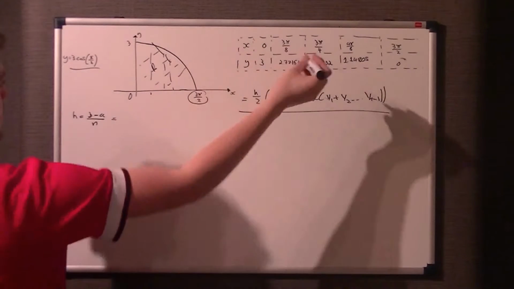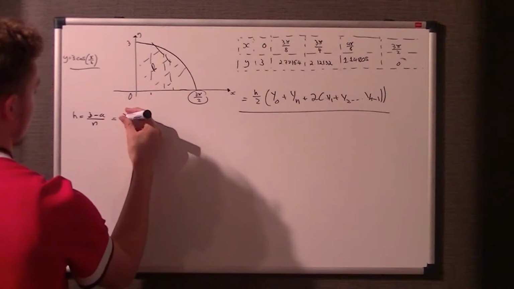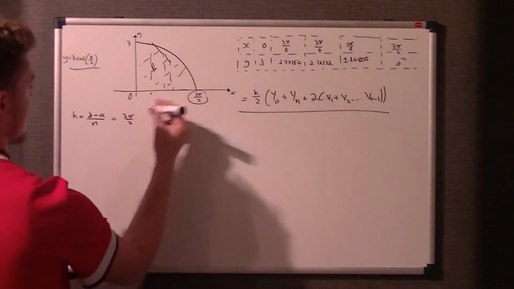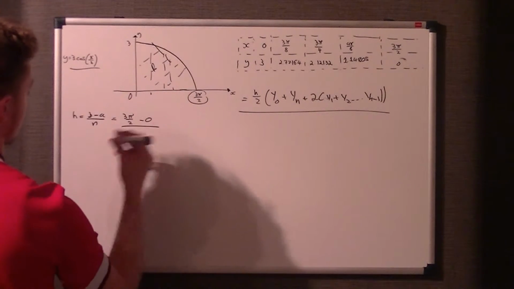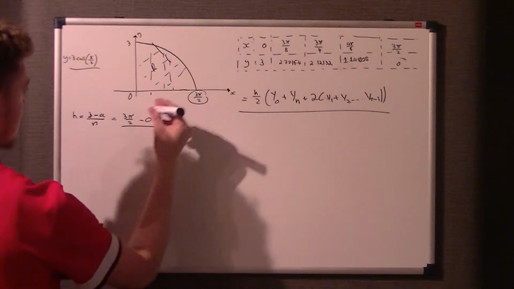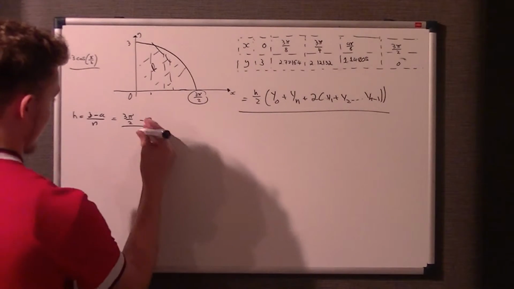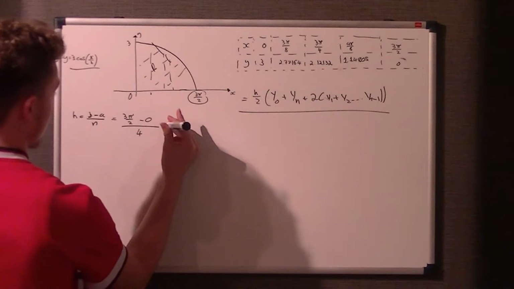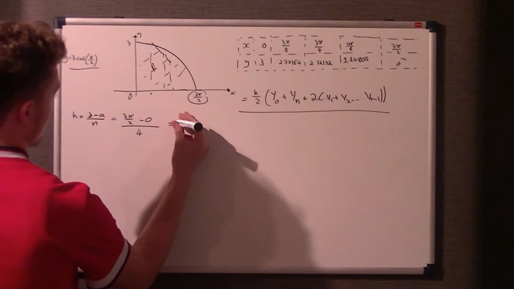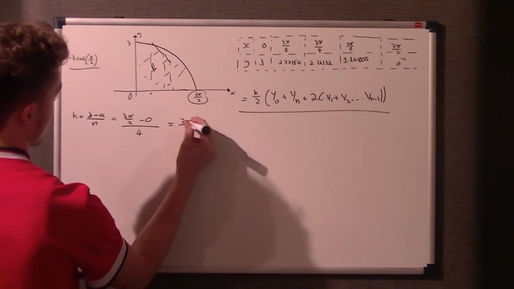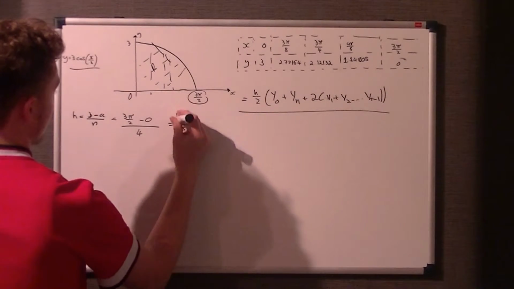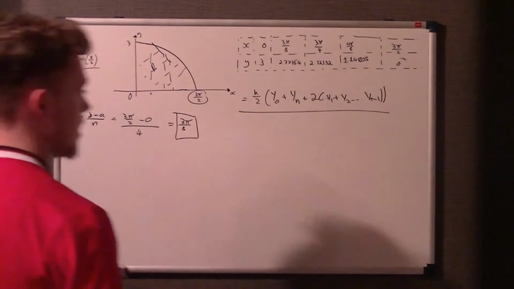In working out h, our top limit is 3 pi by 2 and our lowest limit is 0, so it's just 3 pi by 2. There are 5 values of x given, so it's 3 pi over 2 over 4, which gives us 3 pi on 8 as the width of each trapezium.